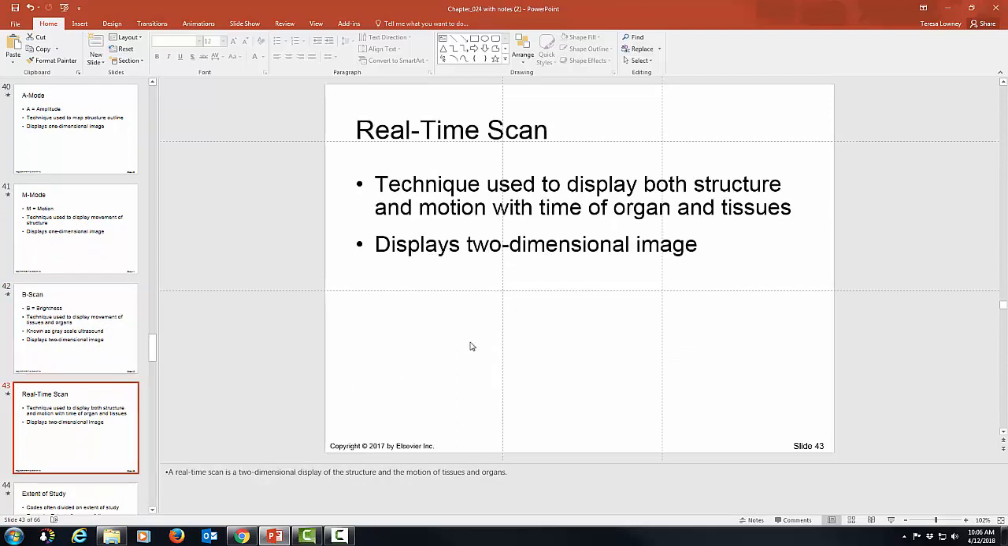A real-time scan, this technique is used to display both the structure and the motion with time of organs and tissues. So think of your heart beating, and so when you have a real-time scan, you're watching your heartbeat, you're watching the blood flow go through. So you're watching both the organ and what's happening in the vessels.